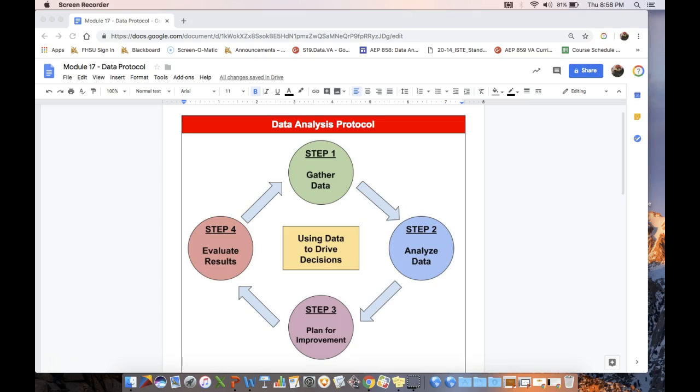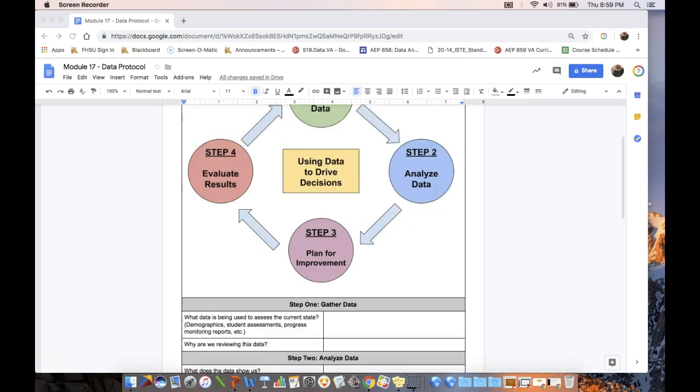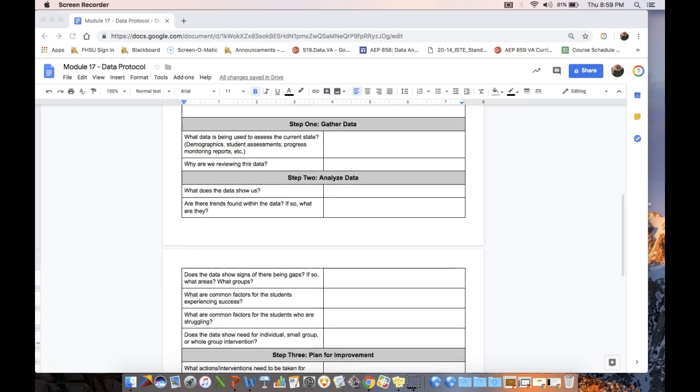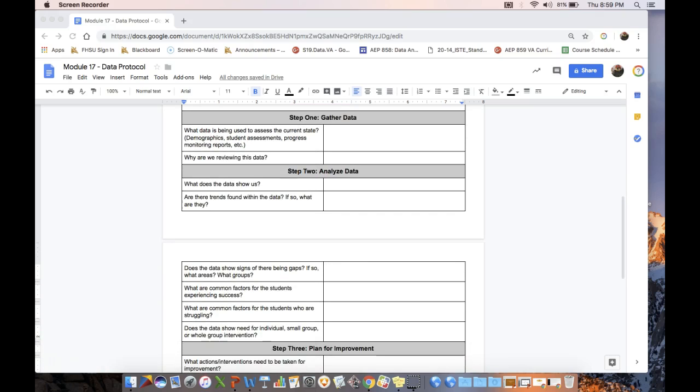I came up with this four-step diagram down below that simplifies the process for our teachers. Step one, our teachers would gather the data. Step two, they'd analyze the data. Step three, they'd plan for improvement. And then step four, they evaluate the results of that plan. Down below, I've also had questions for our teachers to answer as they go through these steps.